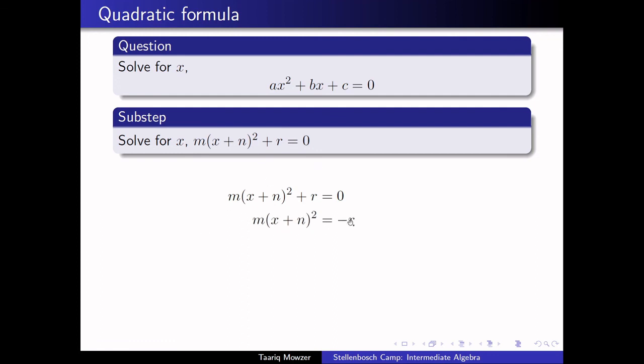Set up the equation, bring the r over, divide through by m to get (x plus n) squared equals minus r over m, and then take the square root of both sides. Now remember here, you get a plus and a minus solution.